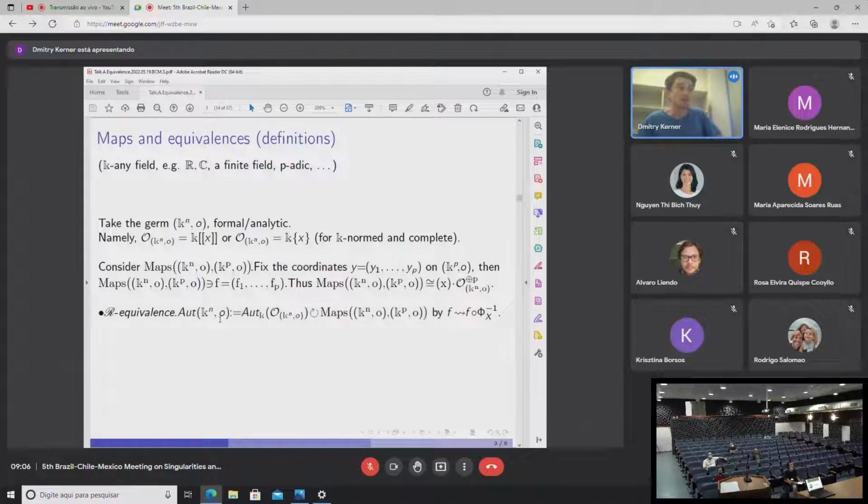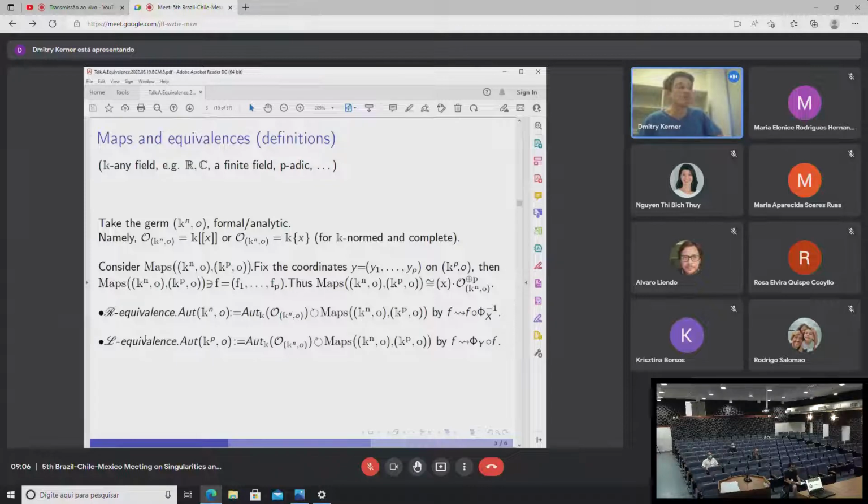Well, here is the right equivalence. Right equivalence means we change coordinates in the domain. So these are the automorphisms of the domain, or if you prefer, more precisely, the automorphisms of the local ring, the ring of formal power series or of analytic power series. The automorphisms are supposed to be k-linear, exactly as in the classical case. Just the coordinate changes. And these coordinate changes act on maps just by the composition on the right, exactly as in calculus of functions.